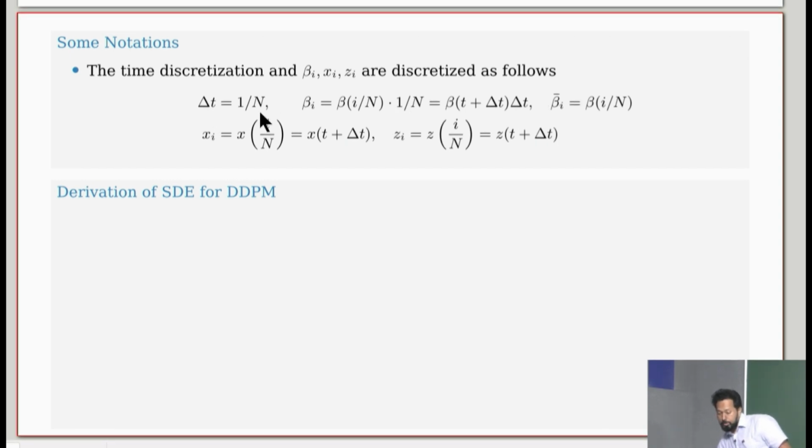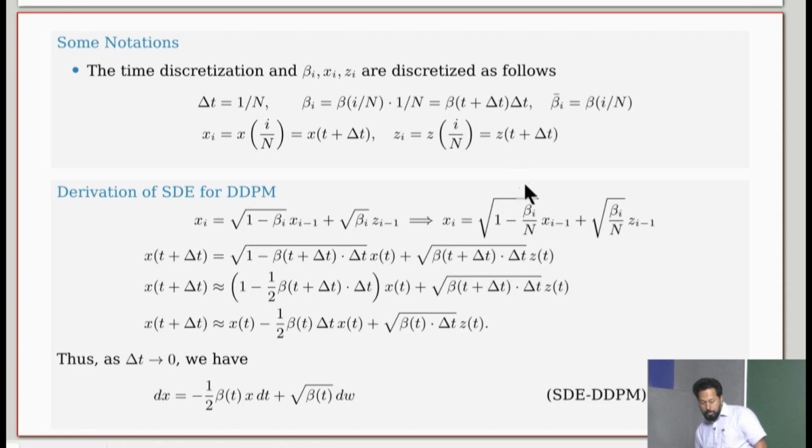Let us get into some notations first. Delta t as usual is 1 over n. Beta_i we write as beta computed at i over n, which could also be written as beta_{t+delta t}. x_i is x computed at i over n, which could also be seen as x computed at t plus delta t, and z_i will also mean z computed at i over n, or z_{t+delta t}. Now this is how we were propagating in DDPM. This is just another recurrence relation.